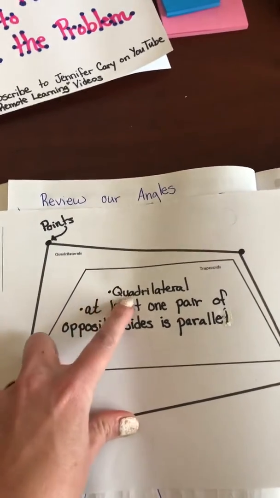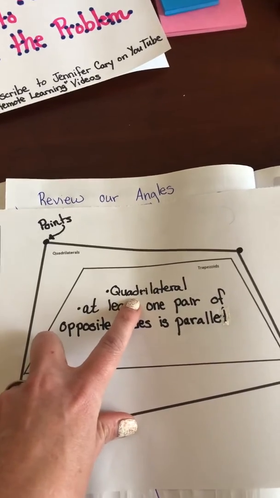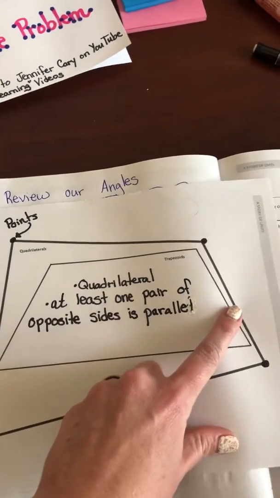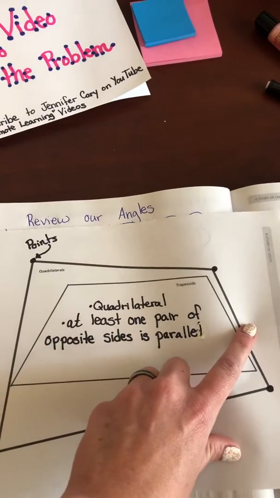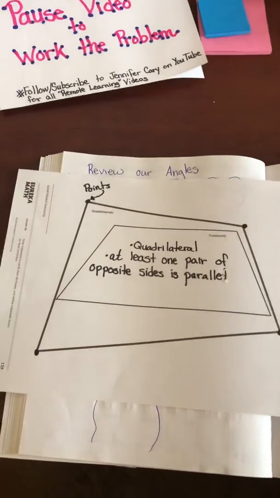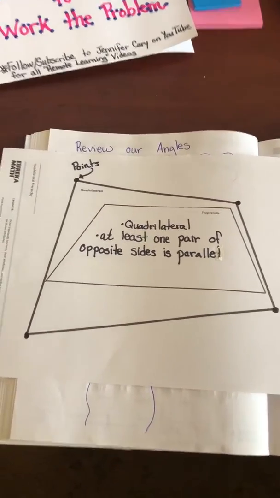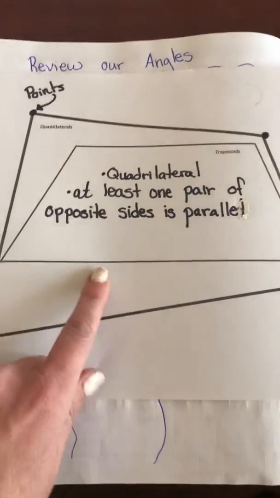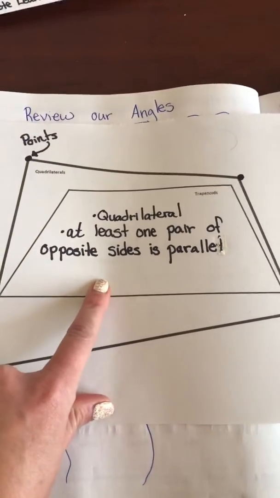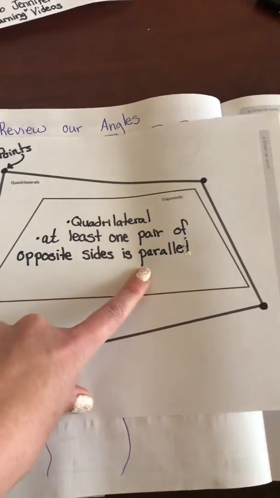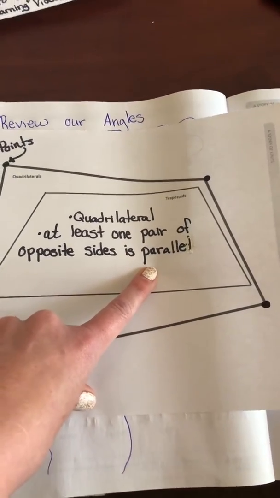Quad means, hopefully you guys remember this, 4. So it has 4 sides. 1, 2, 3, 4. Even the outside of a quadrilateral is 4. 1, 2, 3, 4. Do you guys see that? So go ahead and write down the definition. It's a quadrilateral, and it has at least one pair of opposite sides that are parallel.